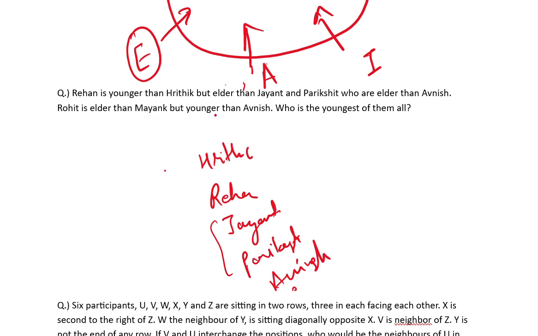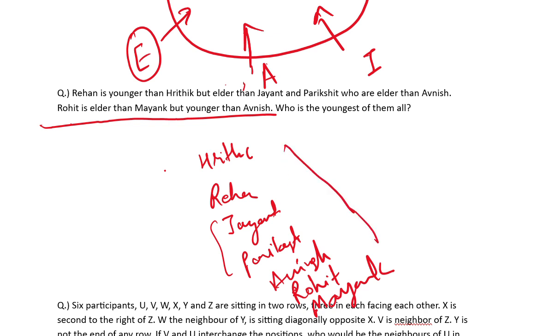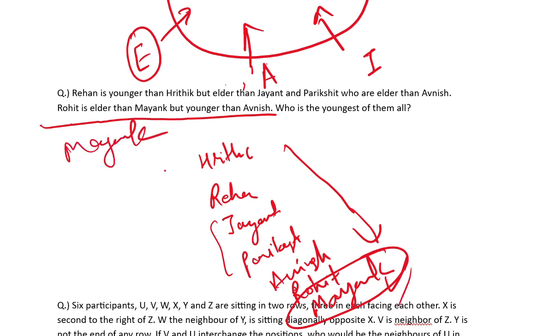Rohit is elder than Mayank but younger than Avinash. So Rohit is younger than Avinash but elder than Mayank. They have told, so who is the youngest of them all? Mayank will be youngest obviously. So the 30-second question is true.